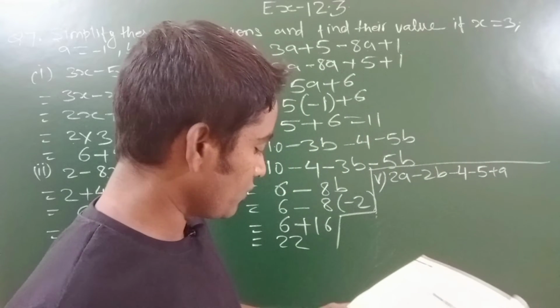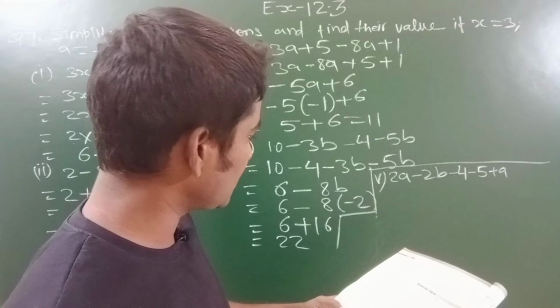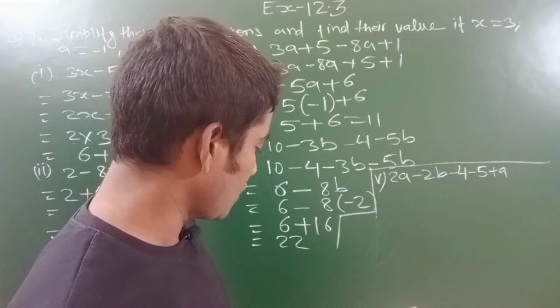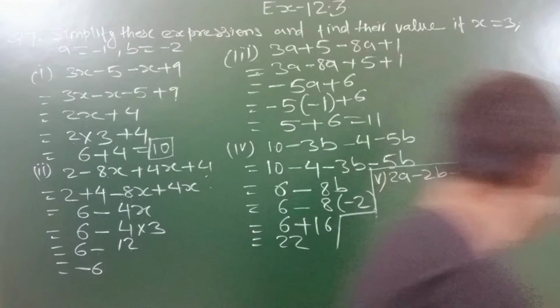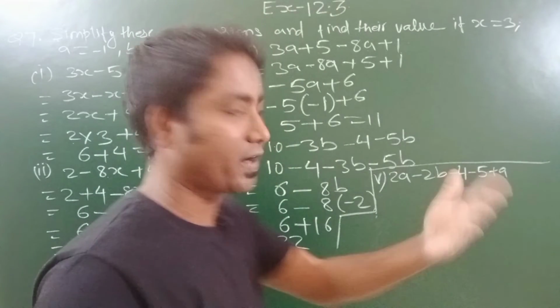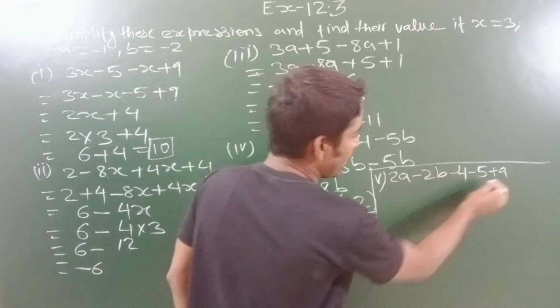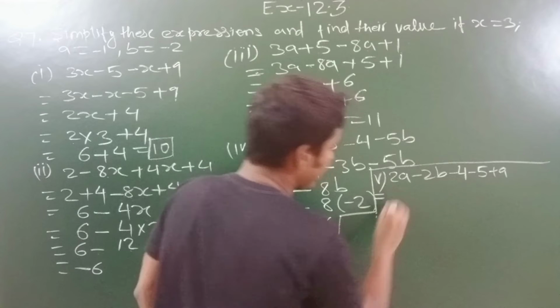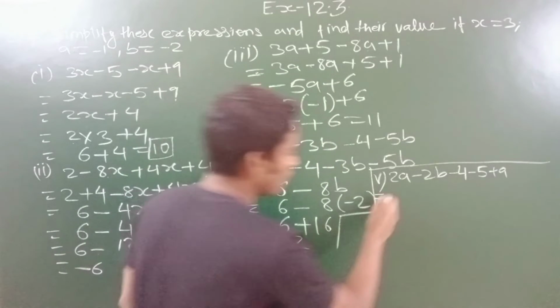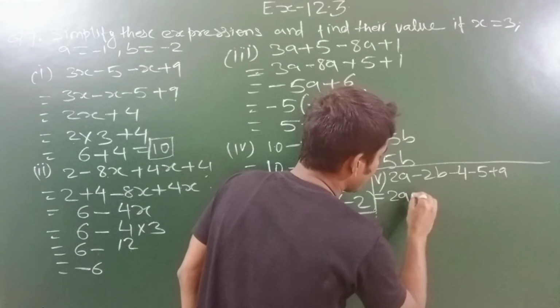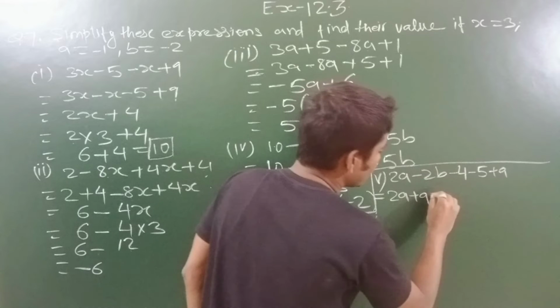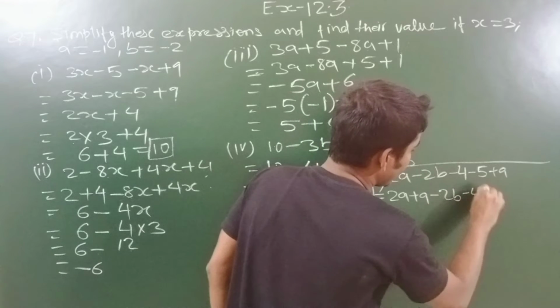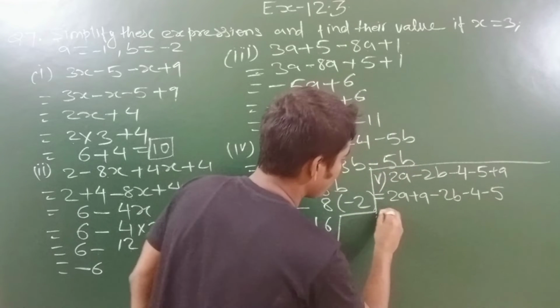Now again if you look at the expression, students, it is not in the simplified form. So first we will convert it into simplified form. As you can see, this one and this one are like terms, this one and this one are like terms, so write them together and perform the operation. So here 2a then plus a, minus 2b as it is, minus 4 as it is, minus 5 as it is. Now perform the operation.